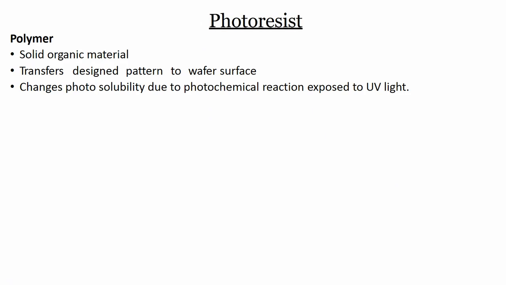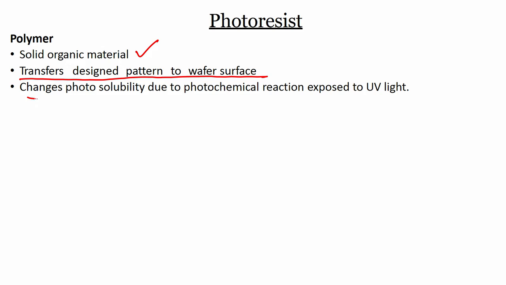Let us see in this class what are the photoresists. So, if you come on the screen, you can see what are photoresist. Photoresist is nothing but a polymer, and it is a solid organic material. The advantage of this is it can be used to transfer the design pattern to the wafer surface. We will see an example. Okay. So, you understand how it is used.